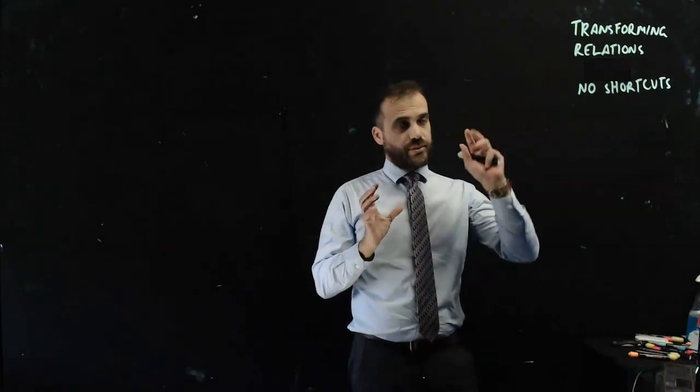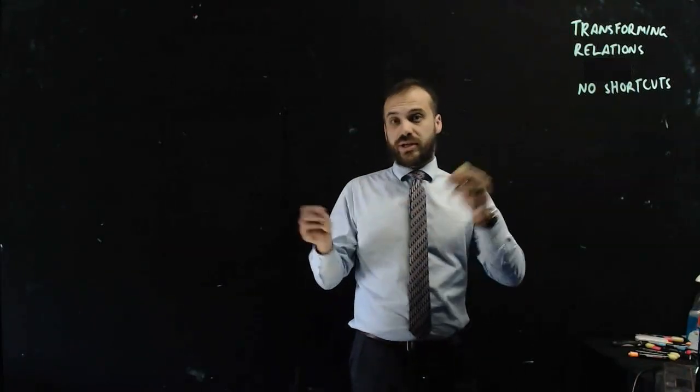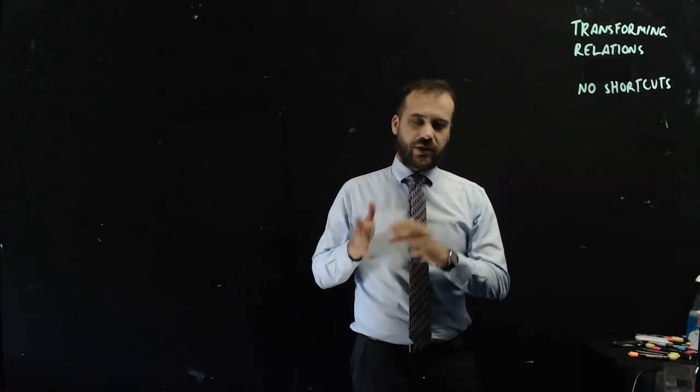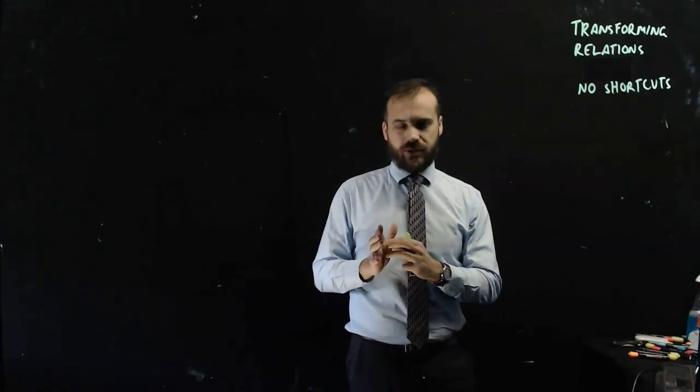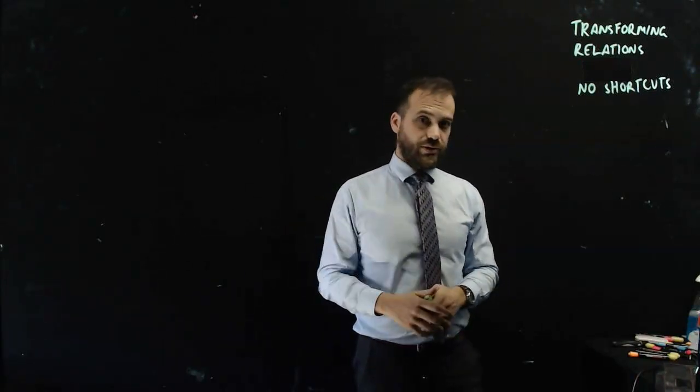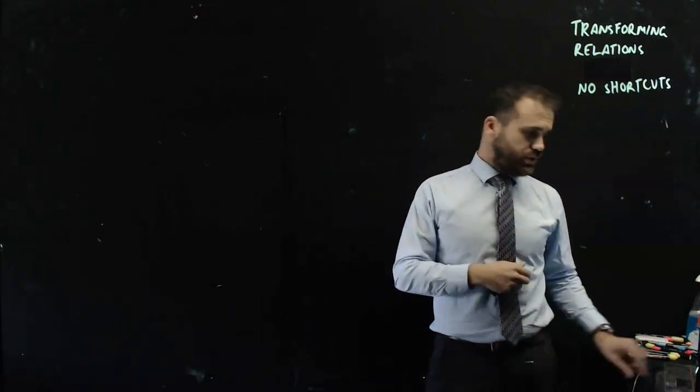So in previous videos, we've transformed relations, things like straight lines or circles, using a bit of a shortcut method. Now, first of all, I want to show you why that shortcut method doesn't work sometimes and what to do if that shortcut method's not going to work. So jumping straight into a question.